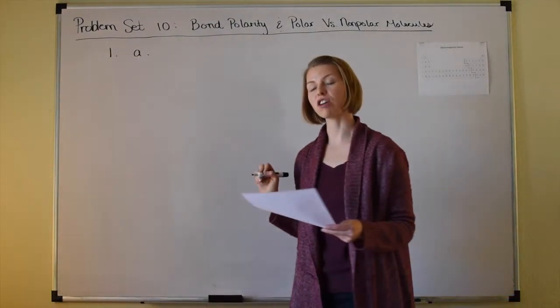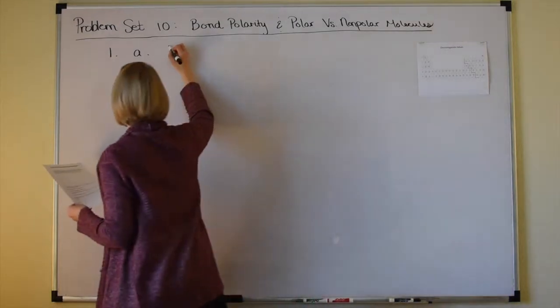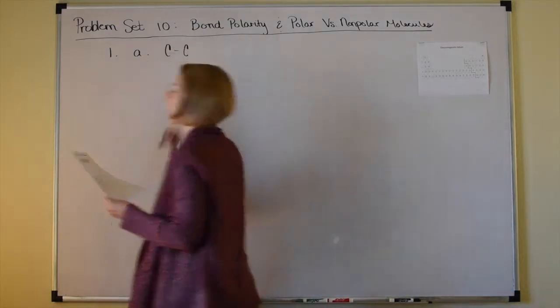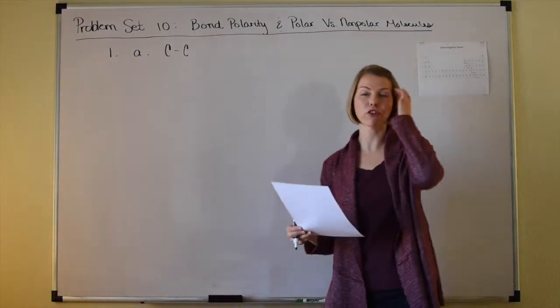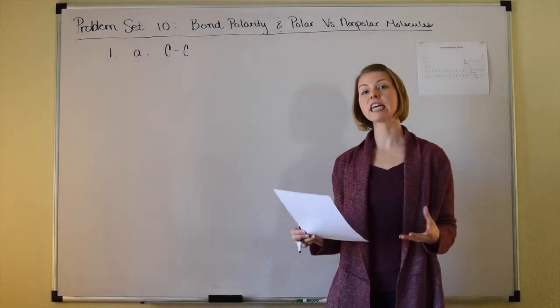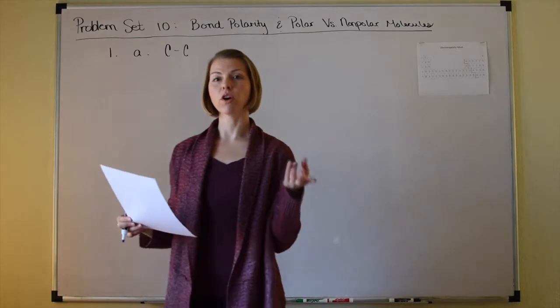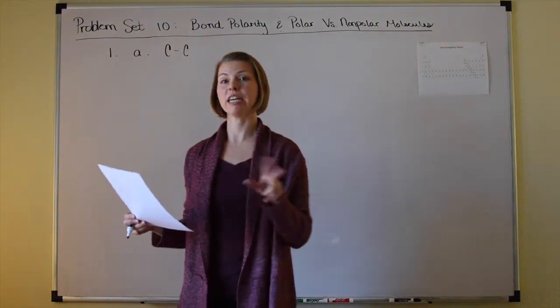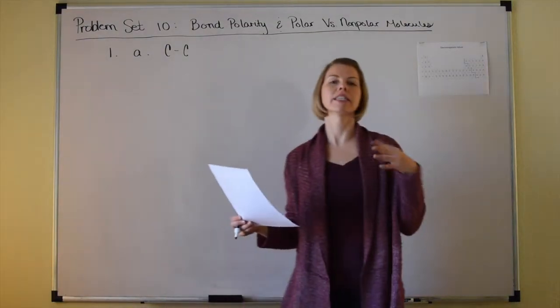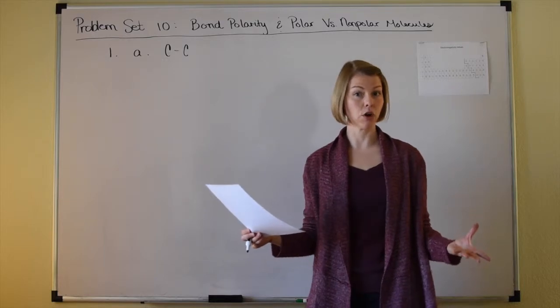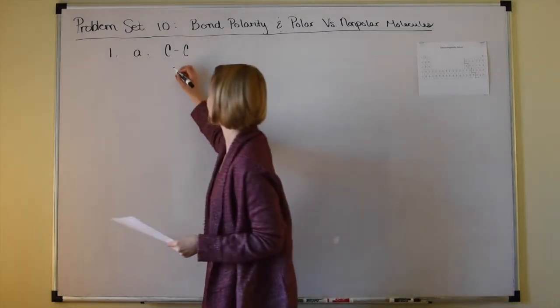So first we're going to calculate the change in electronegativity for a carbon-carbon bond. And you might remember from tutorial 10 that anytime you are calculating the change in electronegativity for the same two atoms sharing electrons in a bond, the delta EN is going to come out to be 0. But let's go ahead and calculate it anyway.